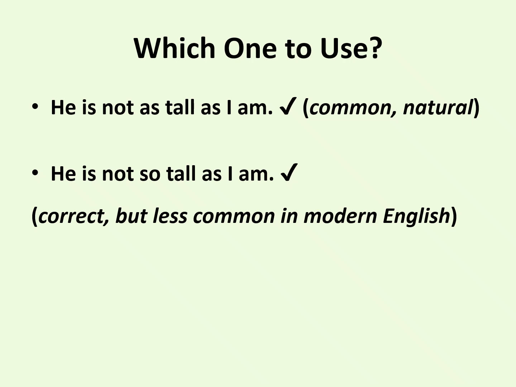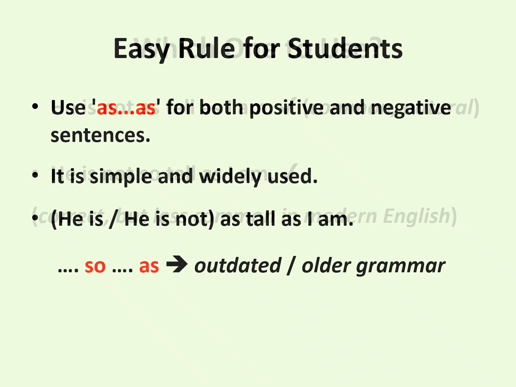He is not as tall as I am. That is common and natural. He is not so tall as I am. The so as construct is correct but less common and not recommended in modern English. So, easy rule for students: use as for both positive and negative sentences. Both affirmative sentence and negative sentence, use as. It is simple and widely used.